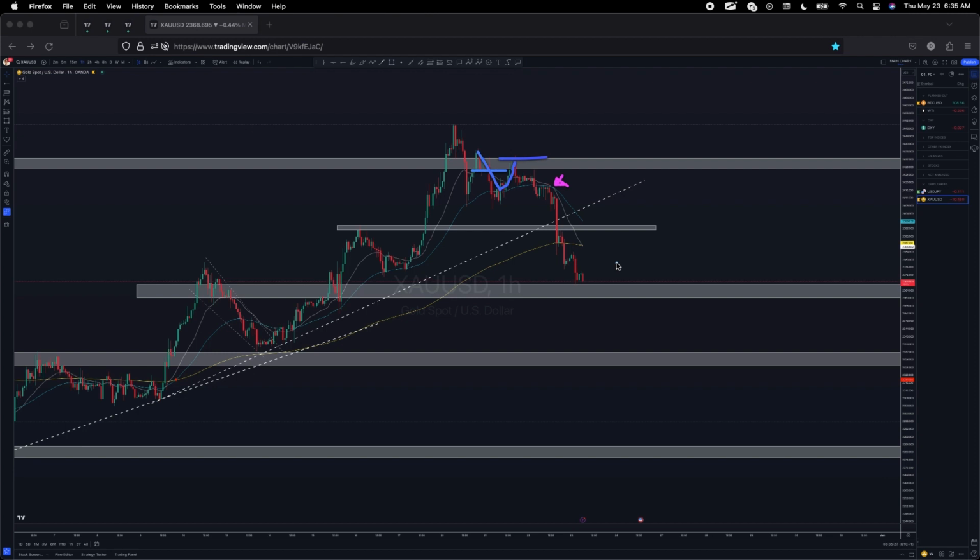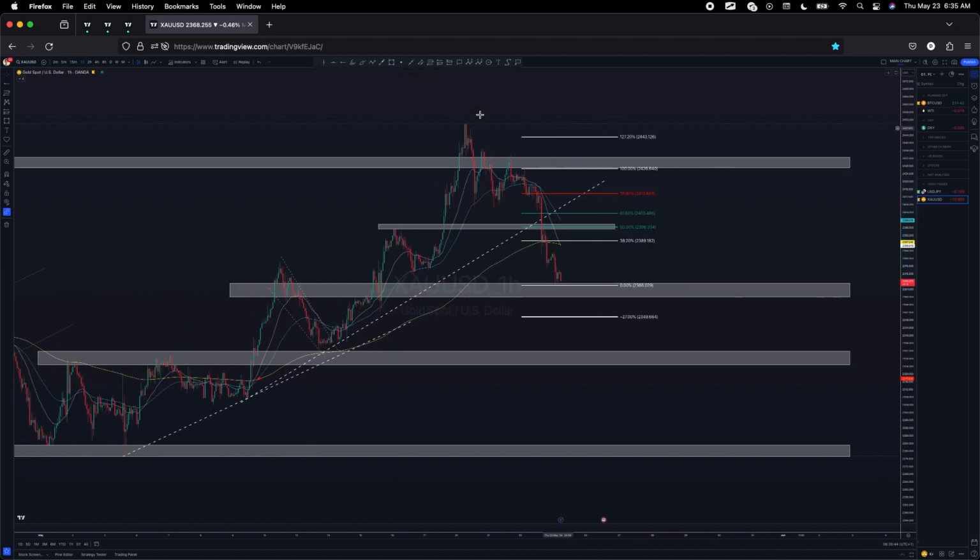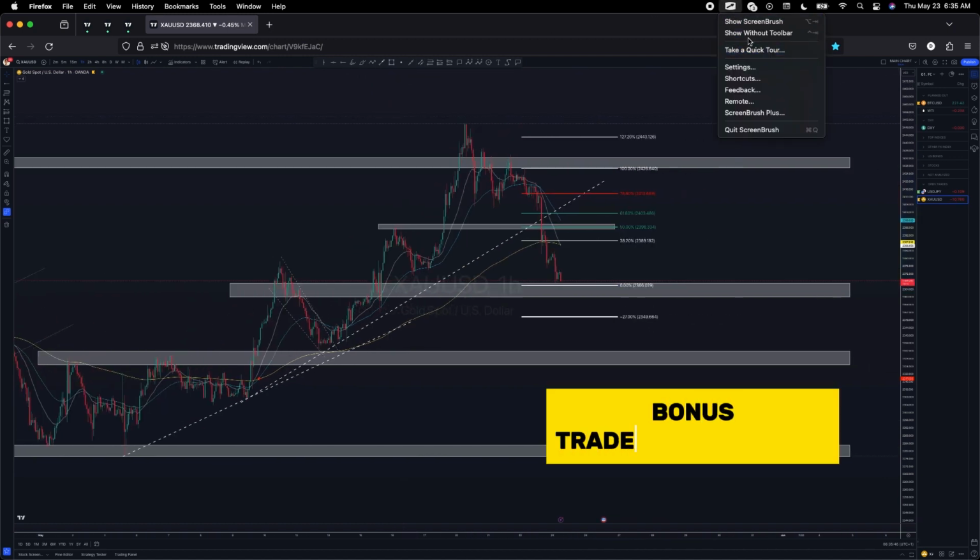I want to see how this all plays out today, tomorrow, and next week. But practically, or let's say technically, I believe we should be able to see at least a 50% pullback or something very close to that.